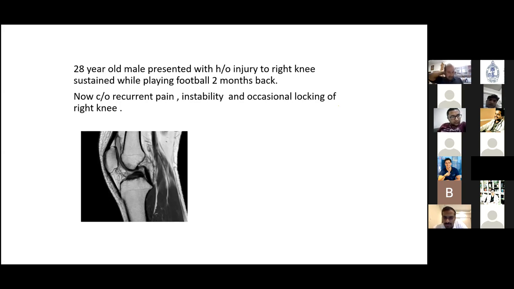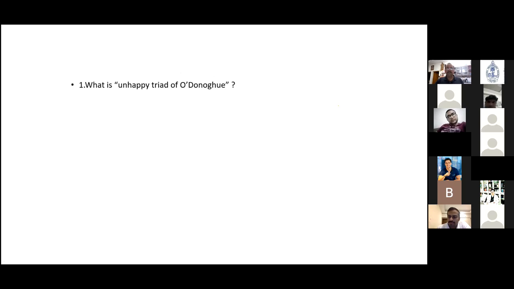Anybody? It's a classical sign. Anybody, PCL, that is sagging PCL. So what is it? Double PCL sign. What does it mean? Bucket handle tear of meniscus. Yeah. Okay, very good. What is the unhappy triad of O'Donoghue? Anybody volunteer? ACL, medial meniscus tear, and MCL. Okay, so you have got MCL, ACL, and the medial meniscus.